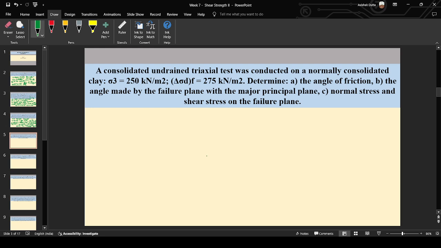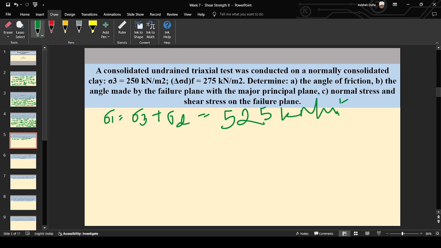So sigma 1 equals sigma 3 plus sigma d at failure. 250 plus 275 is 525 kilonewton per meter square. This is the value of sigma 1.